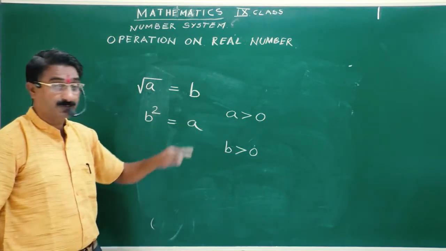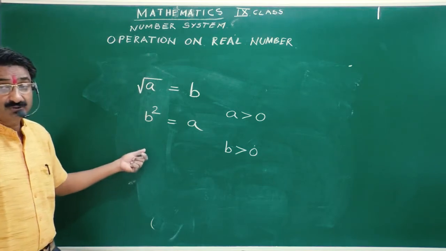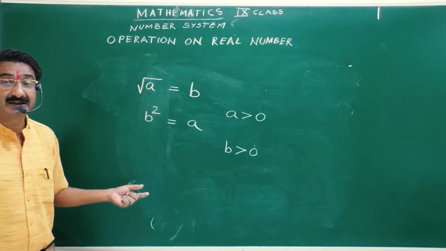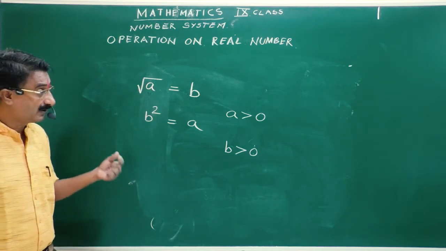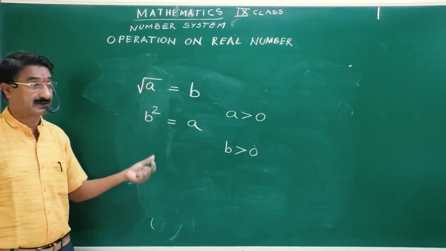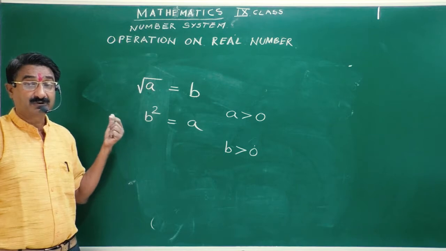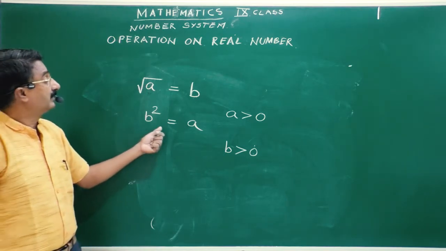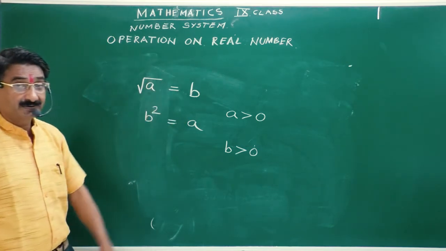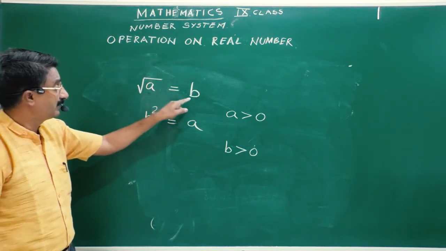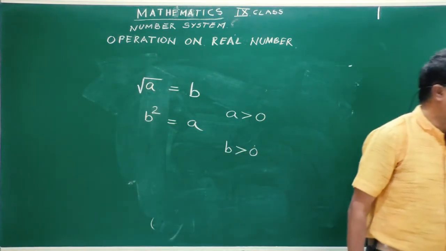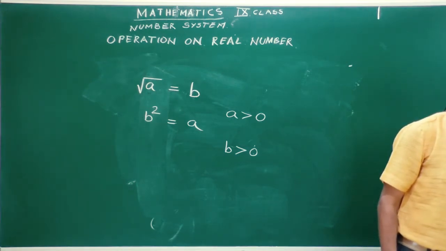Greater than 0 means it is a positive real number. It is not 1, 2, 3, 4, 5 only. It may be 0.16, 0.14, 0.18, 0.394 or 2.36. All these numbers which can be mentioned on the real numbers on the positive side, or we can say on the number line to the right of the 0, you can find the root values of the number. So that is under root a is equal to b, means b square is equal to a, where b is also greater than 0.